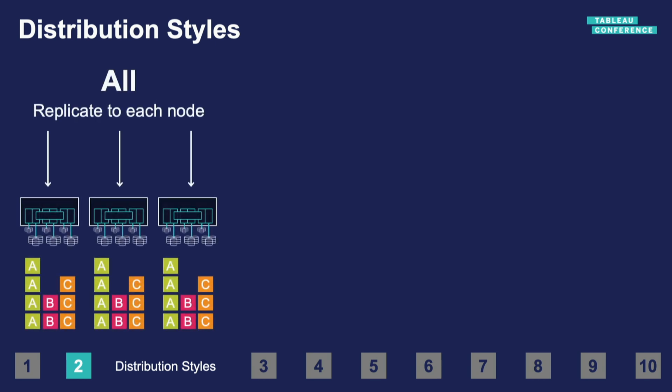So the first style is ALL, where the entire table sits on each one of the nodes. In other words, a copy of the table sits on each one of the nodes. The advantage of this is that the node has all of the information it needs to finish the jobs that are assigned by the leader node. It doesn't need that inter-node communication that's over a very fast network, but still network speeds don't compare to in-memory speeds. So it's a lot faster.